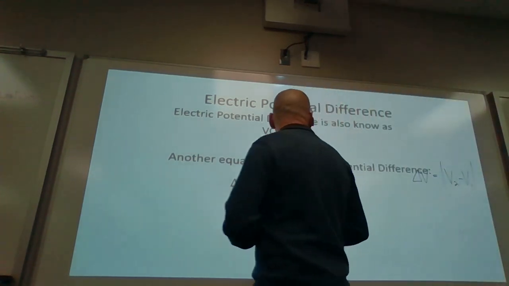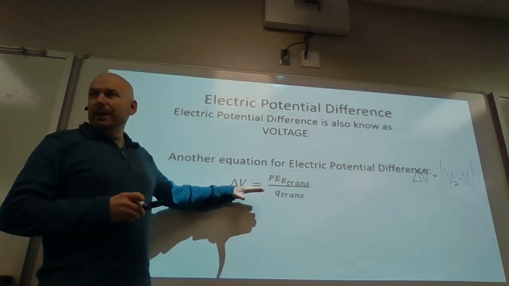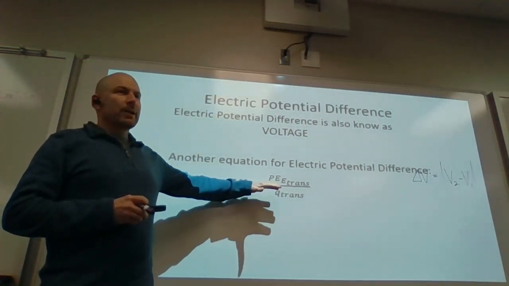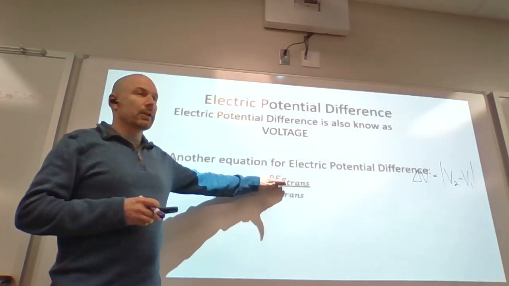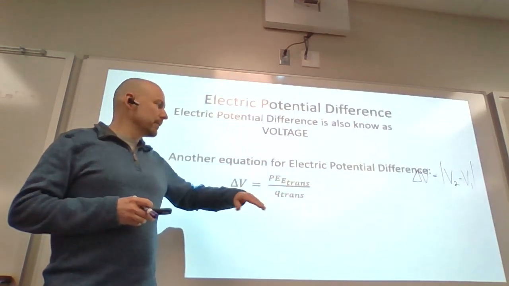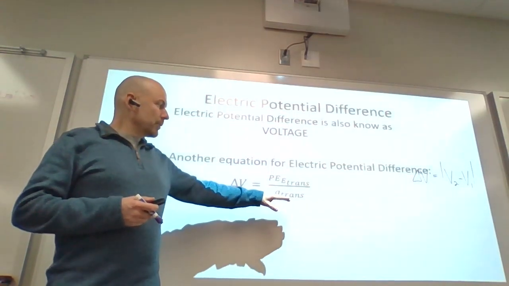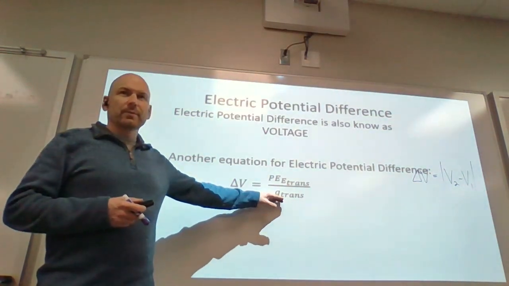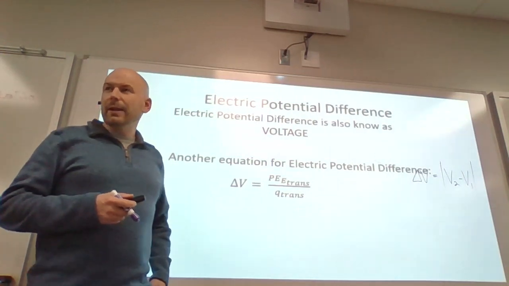So another equation for electric potential difference is based on the equation that we did yesterday, or in the video. It's how much electric potential energy is transferred compared to how much charge is being transferred. How many electrons are being transferred, like in a shock.